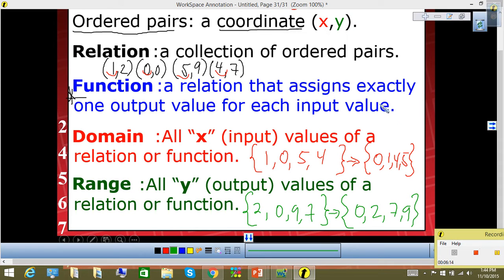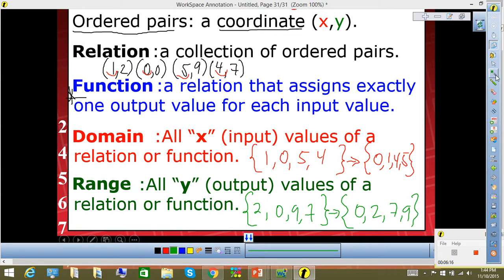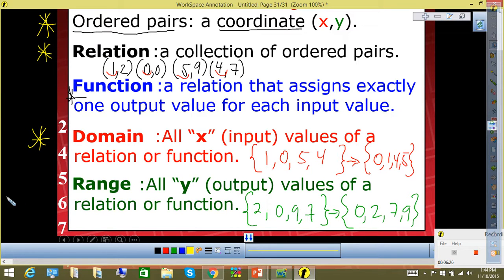So according to the terminology that I just gave you, everybody understands what a coordinate is, right? Or an ordered pair. Everybody understands a relation. Everybody understands the domain. And everybody understands the range. So which is the only one I need to clarify? Function. That's where I'm going. Okay? So here we go.